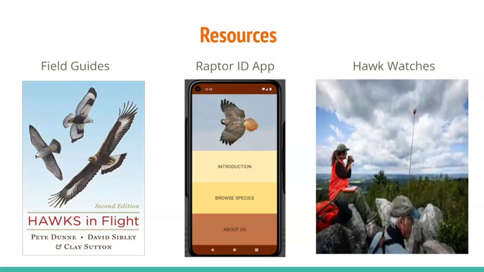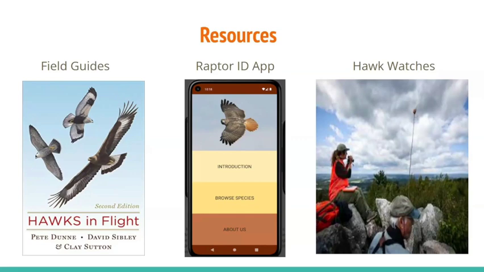As far as apps go, a really great resource is the Raptor ID app that's run by Hawkwatch International. It has a section with different species profiles, and within that, it has videos of each hawk species in flight. So if you had some trouble visualizing what I was saying when I said this hawk has snappy wing beats or this hawk has buoyant flight, the Raptor ID app has really great videos that go more in depth into that specifically.